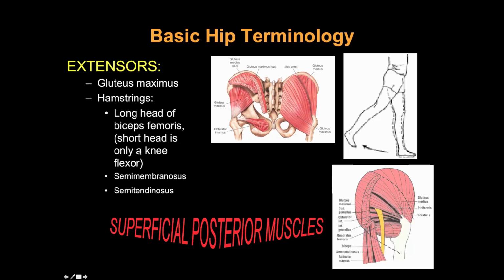Remember that the short head is only a knee flexor, and the short head will start at the level of the femoral diaphysis and insert together with the long head of the biceps femoris into the fibular head. We also have the semimembranosus and the semitendinosus.